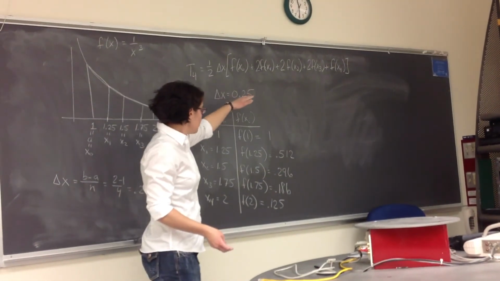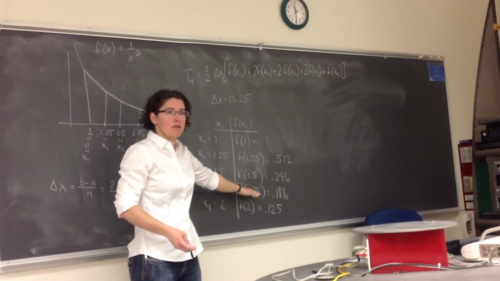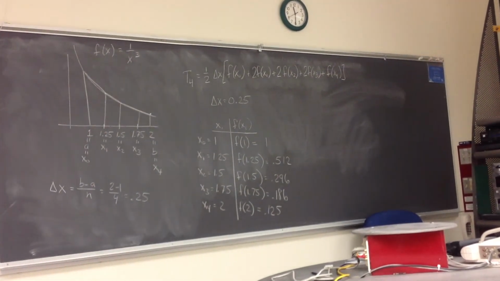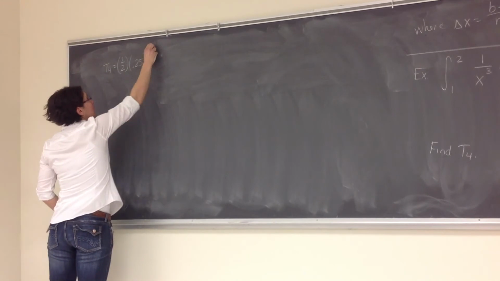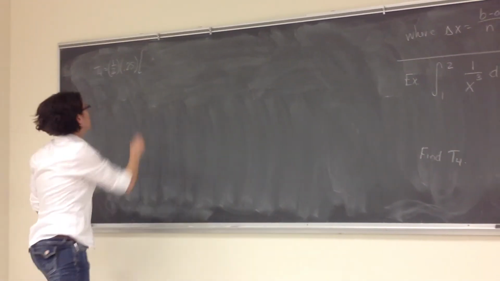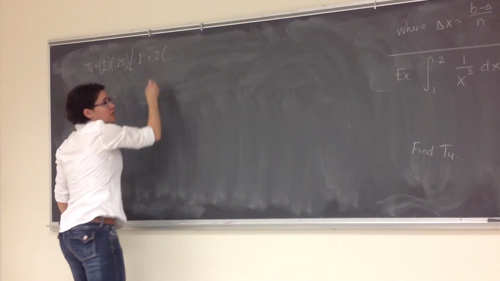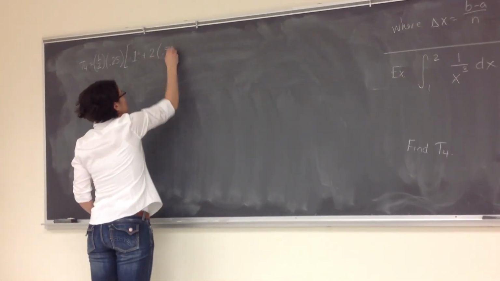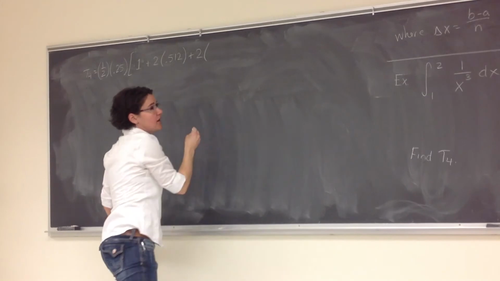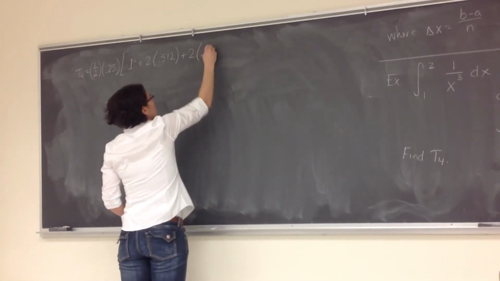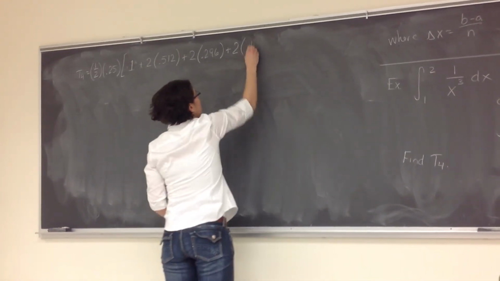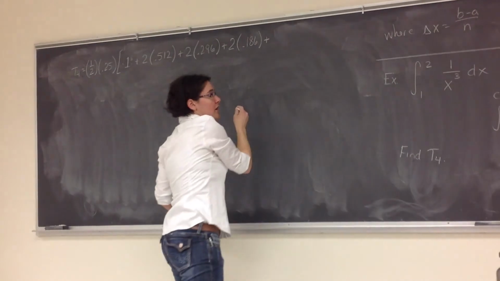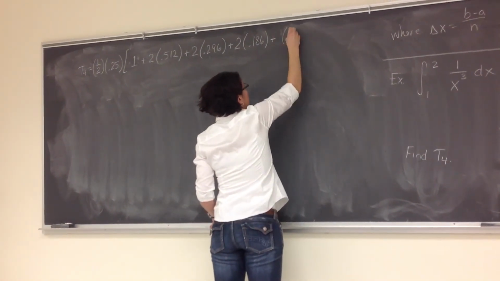Now in terms of our formulas up here, we're going to have to double these three middle numbers. And so in the end, what we're looking at is T4 is equal to 1/2 times 0.25 times 1 plus 2 times 0.512 plus 2 times 0.296 plus 2 times 0.186, and we're not going to double the last number, so we have plus 0.125.